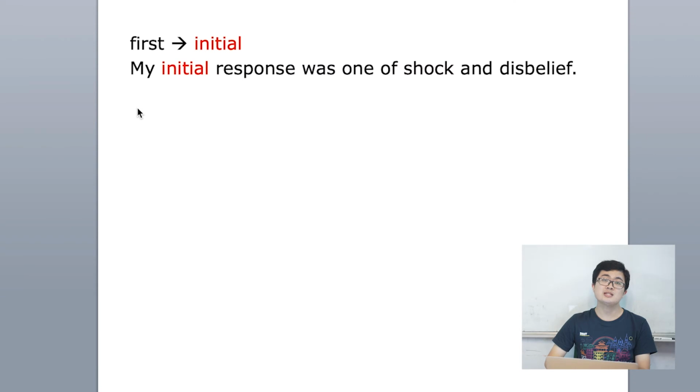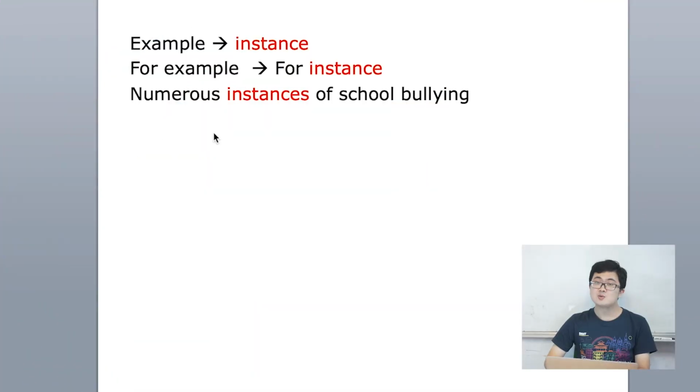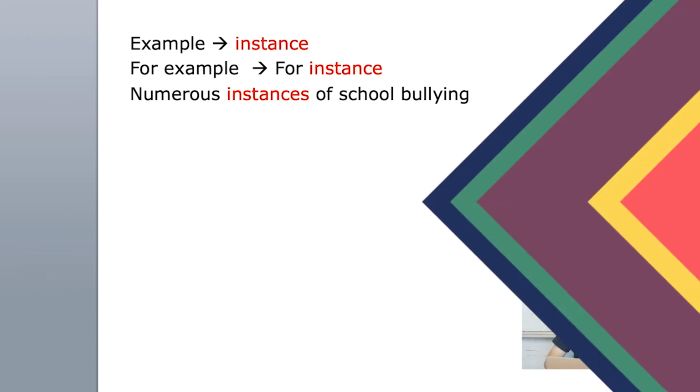The next word to use is initial instead of first. So from now on, instead of writing my first response, you can write my initial response was one of shock and disbelief. The next word is instance instead of example. So instead of writing, for example, you can write for instance. And you can also use instance in the sentence like this. Numerous instances of school bullying are being investigated by the school.